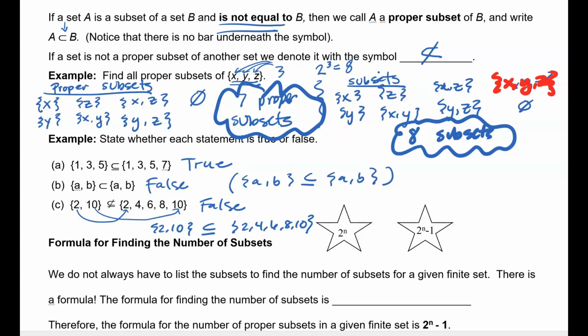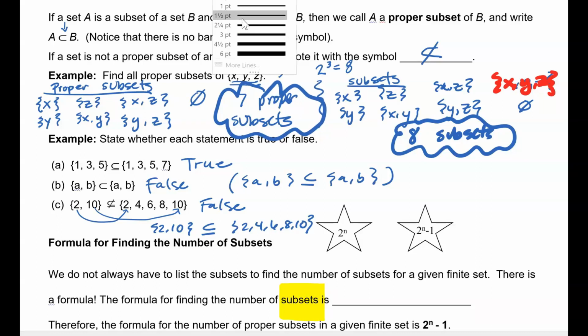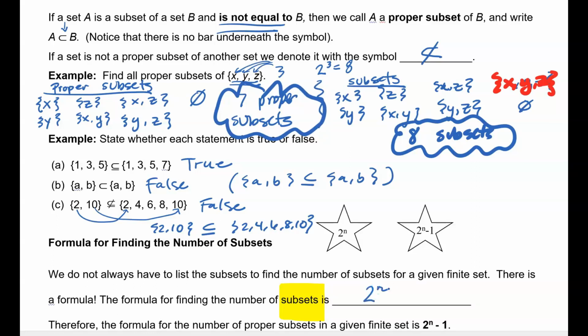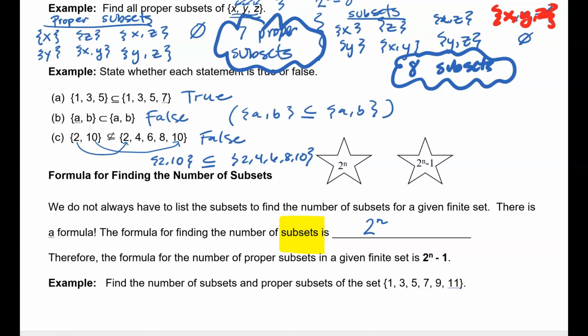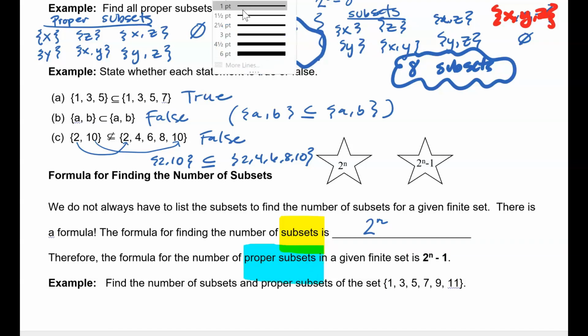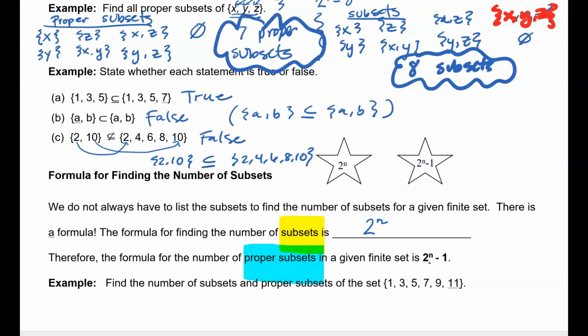So the formula for finding the number of subsets, and I'm going to highlight this, the formula for finding the number of subsets is 2 to the nth power. And the formula for finding the number of proper subsets, so I'll highlight that too, is going to be 2 to the nth power, similar to what I just set up there, minus 1. So we're going to subtract the 1 there.